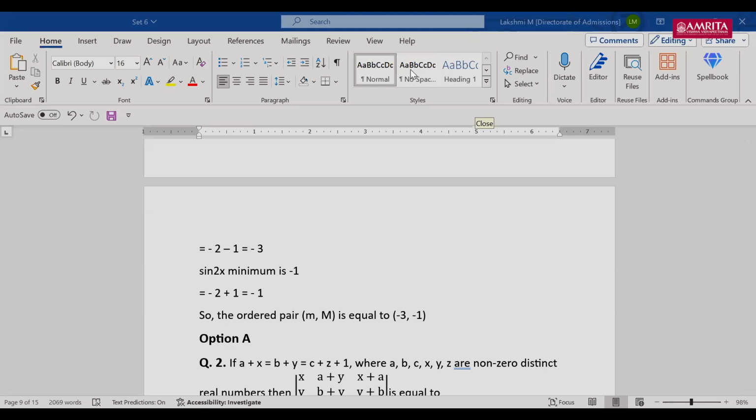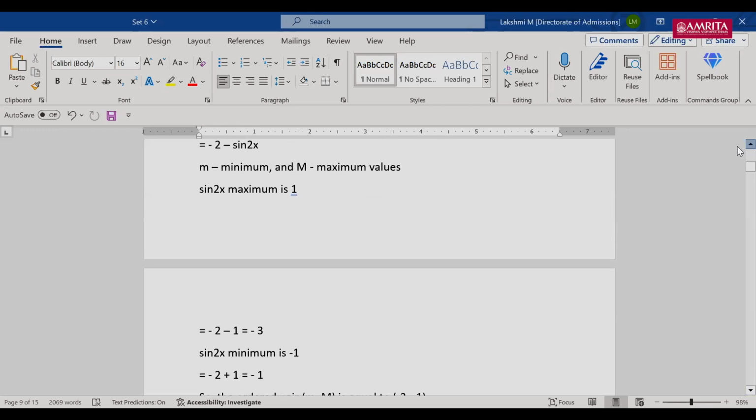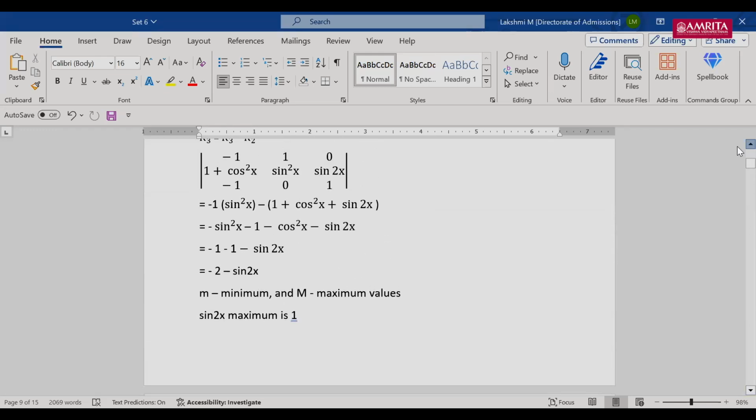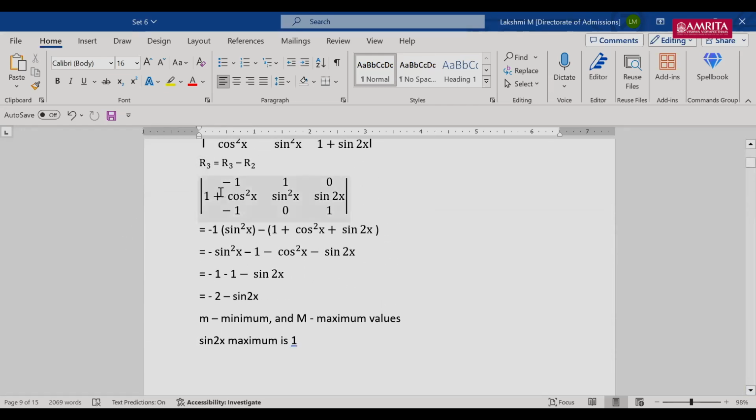R1 is row 1, R3 is row 3. Whenever you go for this matrix or the determinants, we always used to do this, right? This is row 1, this is row 2, this is row 3. This is column 1, this is column 2, this is column 3.